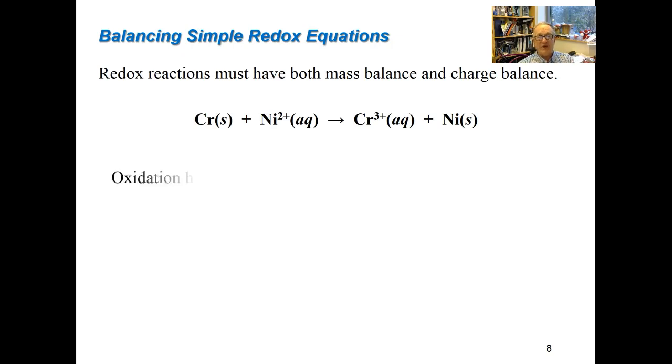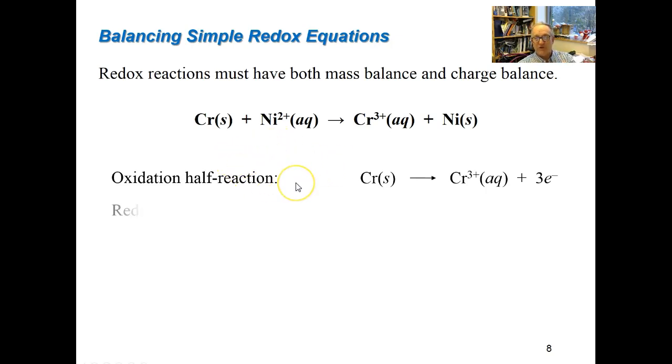So let's write the half reactions. The oxidation half reaction: chromium solid, oxidation number 0, element in its elemental state, going to chromium 3+ plus 3 electrons. We've got to get the half reaction to balance. And so the only way we can balance charges is by adding electrons for these simple redox reactions. So chromium solid reacts to make chromium 3+, aqueous, plus 3 electrons.